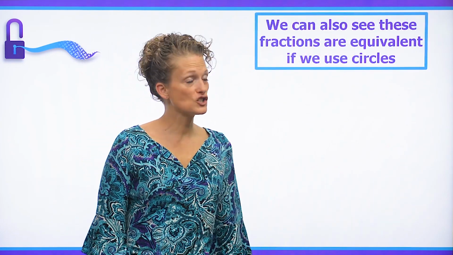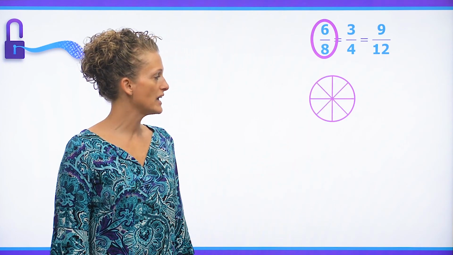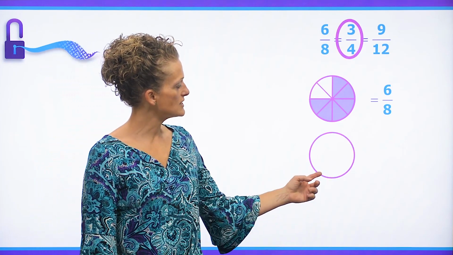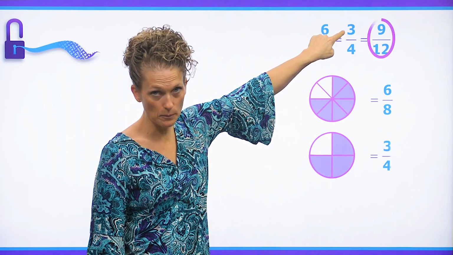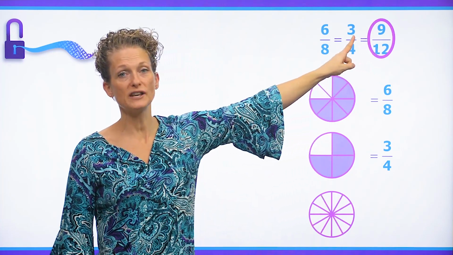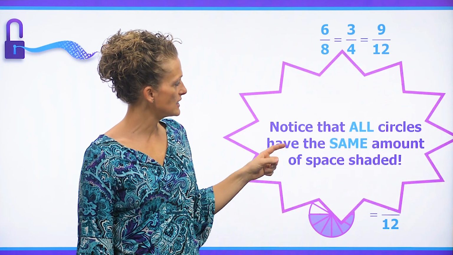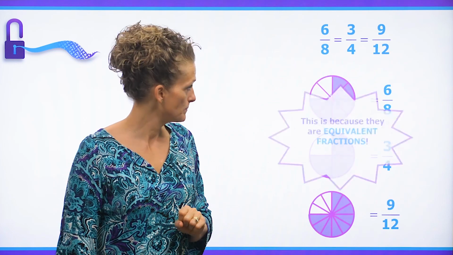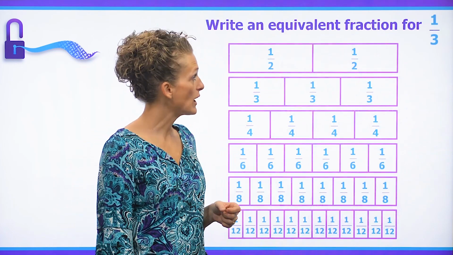Now we can also see that fractions are equivalent if we use circles. So we're going to take this circle, divide it into 8 equal pieces and shade 6 of them. Then we're going to take this circle, divide it into 4 equal pieces and shade 3 of them. That represents 3/4. And finally, we have a circle, we're going to divide it into 12 equal pieces and shade 9 of them. And you can see that in each circle, they have the same amount of space that is shaded. So this is because they are all equivalent fractions, and that will always be true.